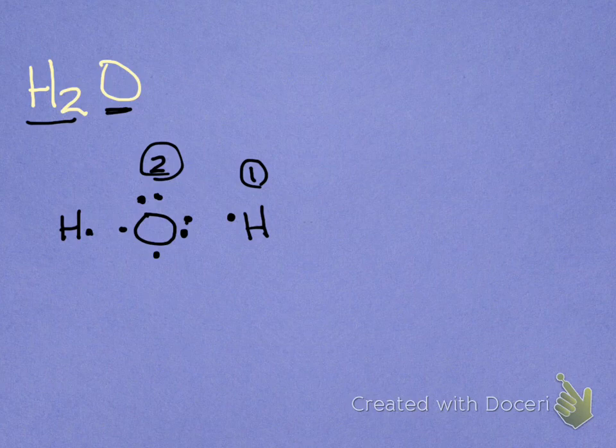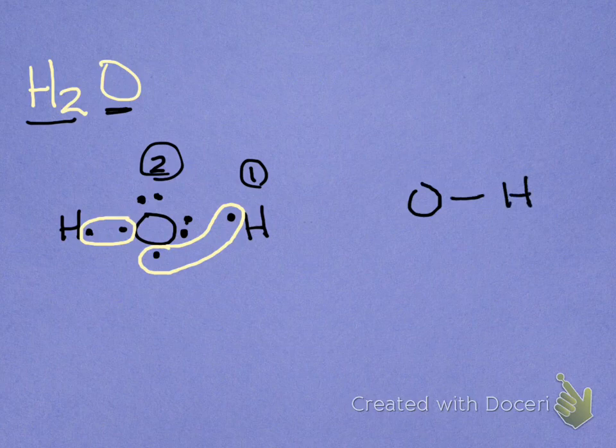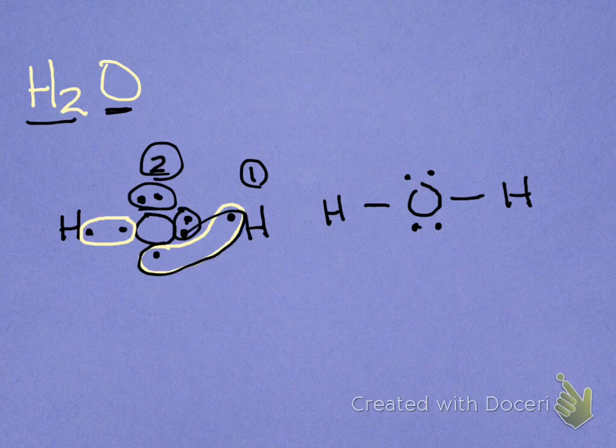So now we're going to start looping our lone electrons. There's a single electron here, and there's a single electron here. So if I draw this out and put in bonds where I have loops, if you notice, I end up with 2 lone pairs of electrons, 1, 2, and 2 bonded pairs of electrons in my water molecule.